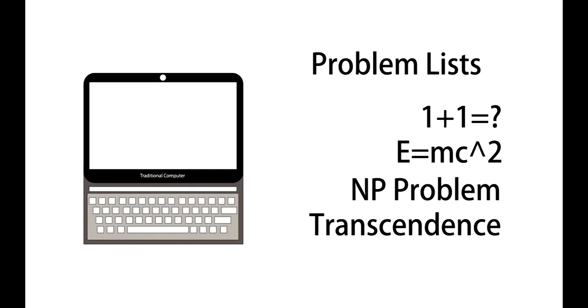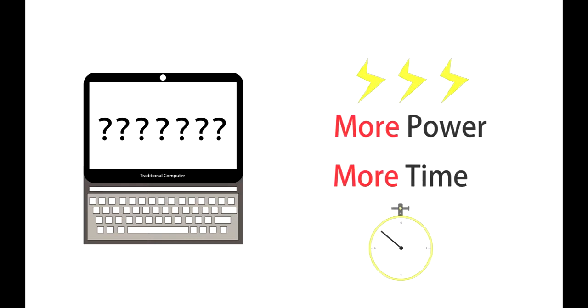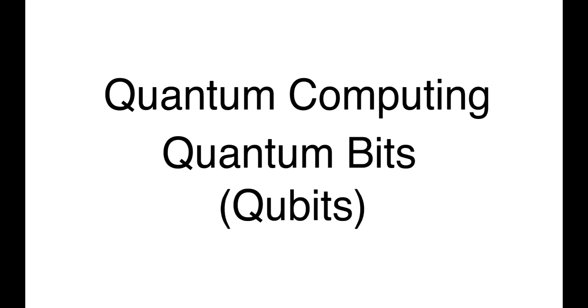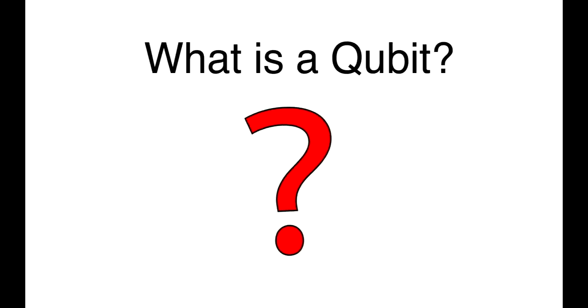But since most modern computers can only solve one problem at a time, the more complex the problem you want to solve, the more steps they'll need to take to do it. Some problems can be so complex that they'll need more computing power and more time than we can reasonably supply. These are called intractable problems. That's where quantum computing comes in, which relies on quantum bits, or qubits for short. But what is a qubit?